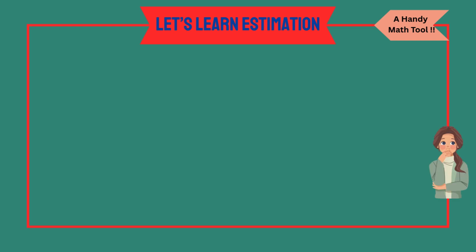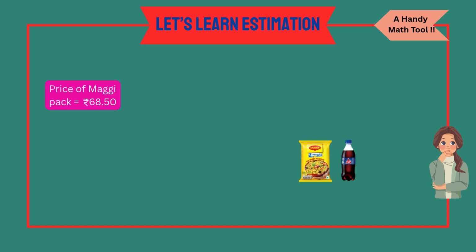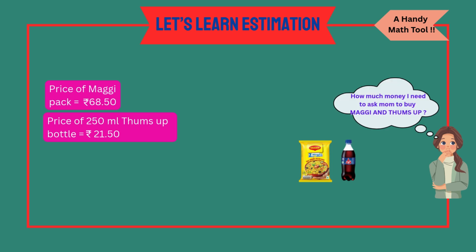This is Meena. Today, Meena wants to buy a Maggi pack and a Thums Up bottle. She checks the prices. Maggi costs 68 rupees and 50 paise. Thums Up costs 21 rupees and 50 paise. Meena thinks these numbers are tricky. So she uses a smart trick called estimation. Estimation means making a good guess.